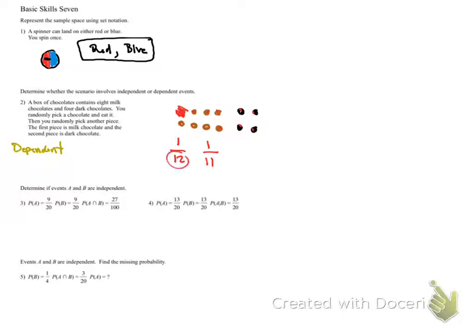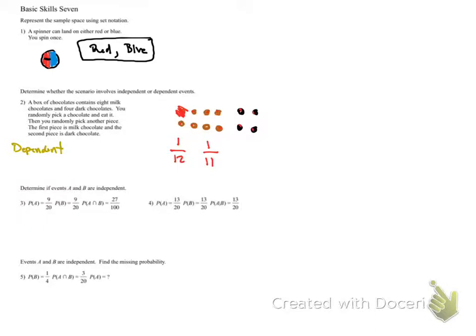And notice how our probability here changed. Because that changed, we are going to call this dependent events, right? Because we took that first piece, we didn't put it back, we ate it. So it's dependent. Our second pick is dependent on our first pick.